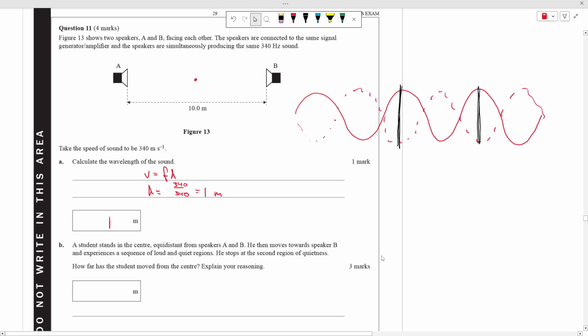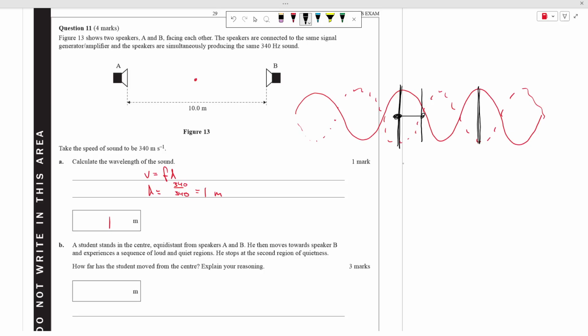And then he moves towards speaker B and experiences a sequence of loud and quiet regions, he stops at the second region of quietness. Okay, so basically we're starting our walk here, we're walking towards B, we're at a loud region right in the middle, and then we walk here and we reach a node, okay, quiet region.